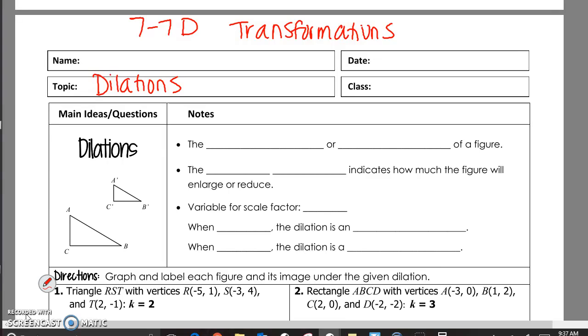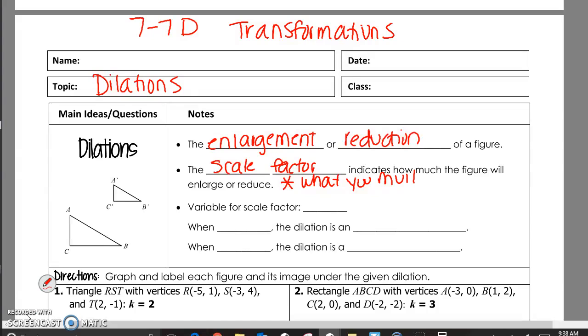So a dilation is the enlargement or the reduction of a figure. So basically making it larger or smaller, okay, making it bigger or smaller. So the scale factor, and that's pretty much what you multiply by. The scale factor indicates how much the figure will enlarge or reduce. And I'm going to put a little note here, and the scale factor is what you multiply by. Okay, so the variable for the scale factor we use as k.